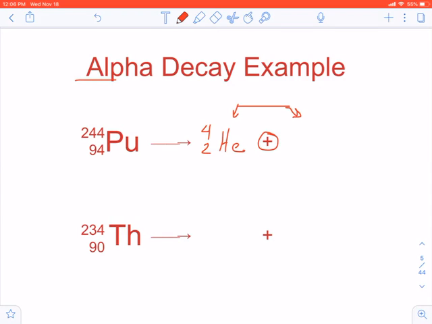4,2He, because it's alpha. If it's alpha decay, then we're always going to write 4,2He. It's kind of a giveaway. Since it's alpha, we know that 4,2He has to be there. All right, pause if you need to, and see if you can figure out the mystery elements.